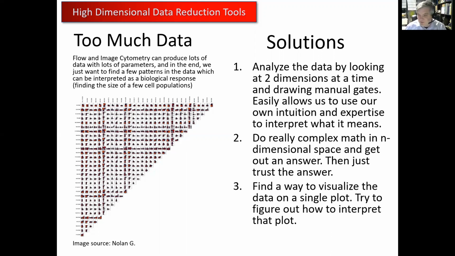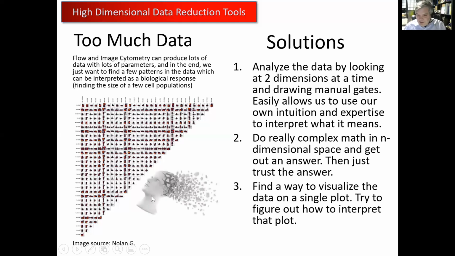Now, the third way, and this is where we've been heading in the last few years of flow cytometry, is to figure out a way to visualize data on a single plot, or a few plots, and try to figure out how to interpret that plot. And that's what we do with tools like viSNE and SPADE and FlowSOM. We're taking a 40 color, just for instance, it doesn't have to be 40 color, but you take a 40 parameter data set and you put that into a t-SNE X and Y plot, and then you try and figure out, all right, what does that actually mean?